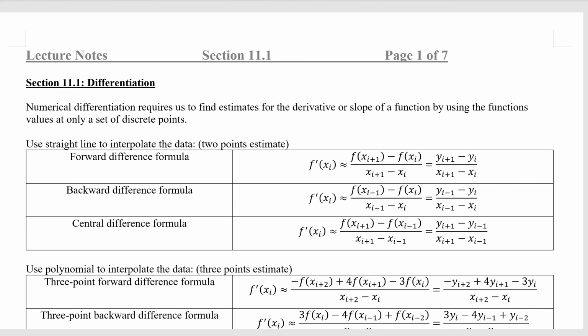So let me draw a picture here. This is the f. Let's say we have some points here. Let's say this is xi, yi. This is xi plus 1, yi plus 1. And this is xi minus 1, yi minus 1. In order to find the derivative at the point xi, that corresponds to the slope of the tangent line through that point, right? And then we can use a secant line to approximate the tangent line.